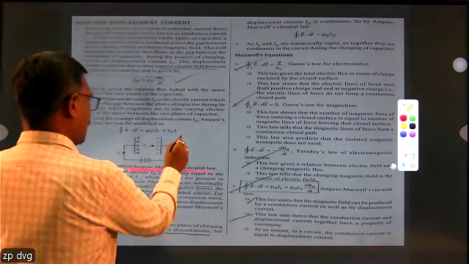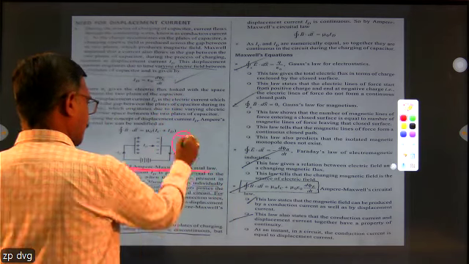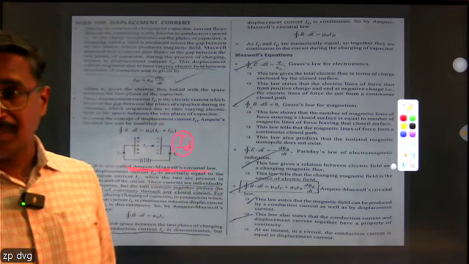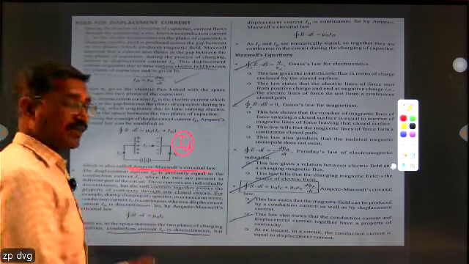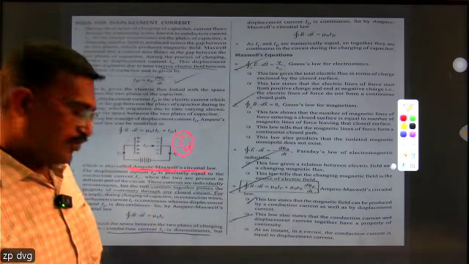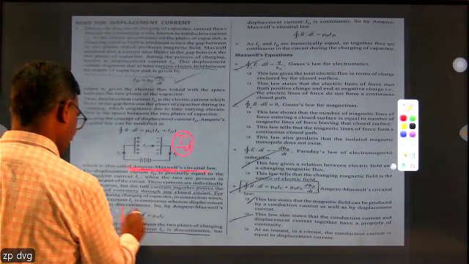When he brings in this concept of displacement current, the concept of displacement current makes the laws of electricity and magnetism more symmetric, he says. So what is symmetric? You can look it up in the textbook. So he calls it more symmetric.